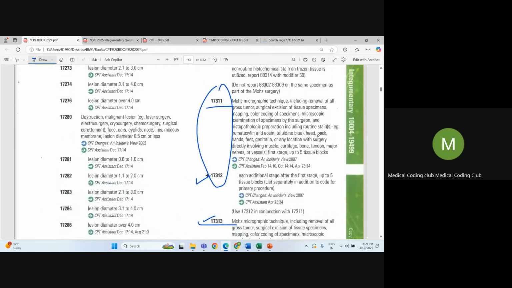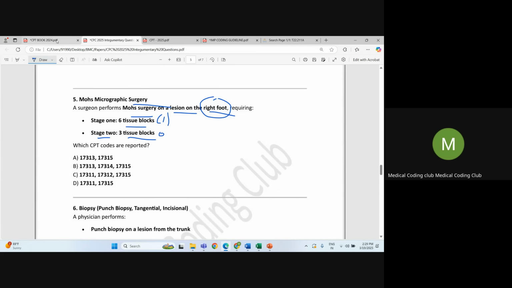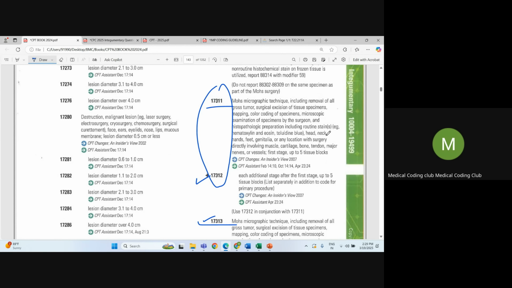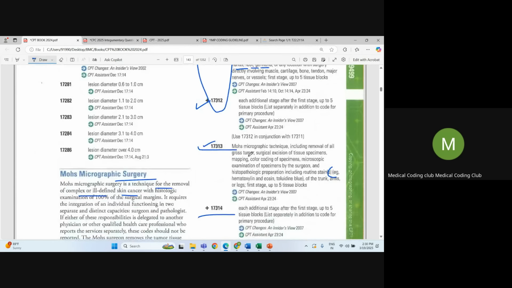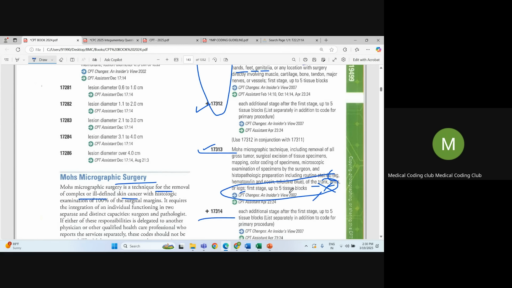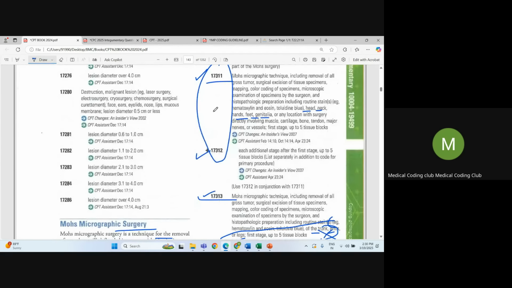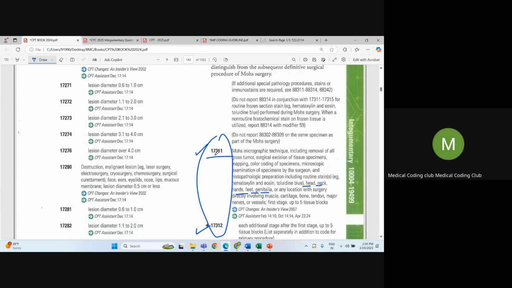So first, what is the location? Right foot. Right foot means 17311. Location is head, neck, hand, feet, genitalia. So 17311 is the stage code. 17313 is for trunk, arm and leg, so not this anatomical grouping. We have right foot, so you have to deal with the CPT code 17311, you will code for the primary stage code.